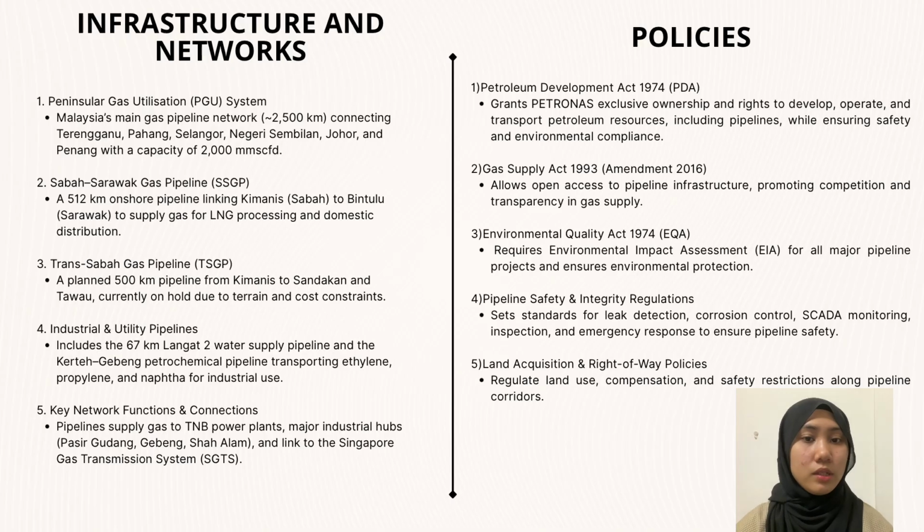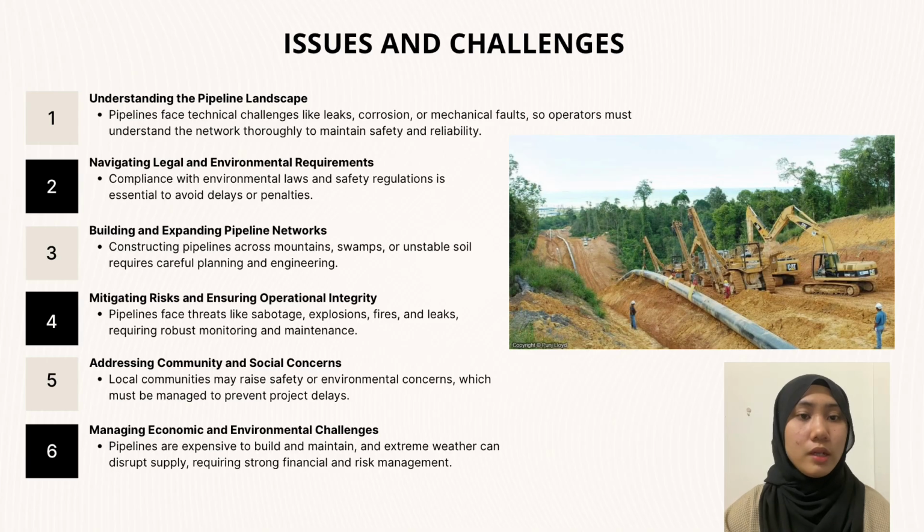Lastly, land acquisition and right-of-way policy regulate land use, compensation, and safety restriction along pipeline corridors. Now I will explain about issue and challenge. We have 6 issue and challenge. First, understand the pipeline landscape.